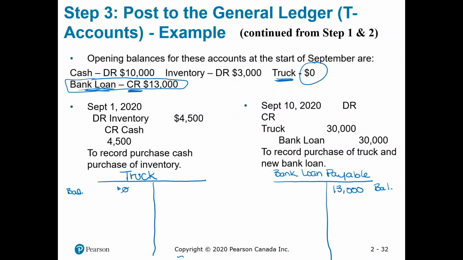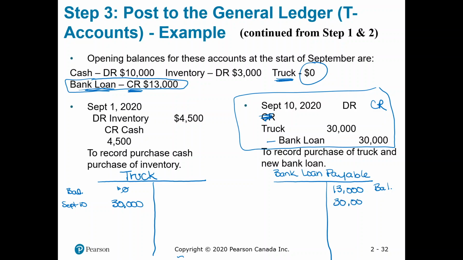If we post the transaction, so we're looking at our second one here, we've got a debit to the truck first. So on September 10th, we have a debit of $30,000. And we're crediting the bank loan payable account for the same $30,000. Right, so we posted these now, they're in the T accounts, but we still need to calculate our ending balance.